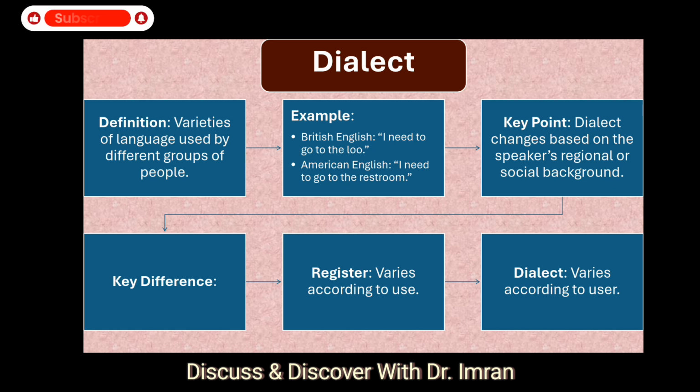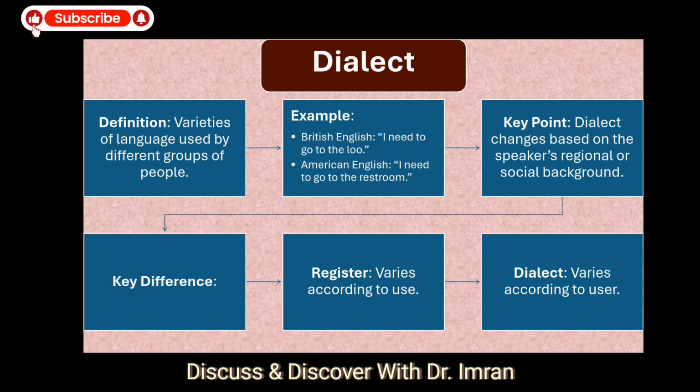And if a person is living in Peshawar, one variety of language will be used. And if a person is living in Karak, Banu, Kohat, Dera Ismail Khan or Daradamkhel, another variety of the same language will be used. Register changes when the purpose of communication or the situation changes. And dialect changes when a speaker's social or regional background changes.